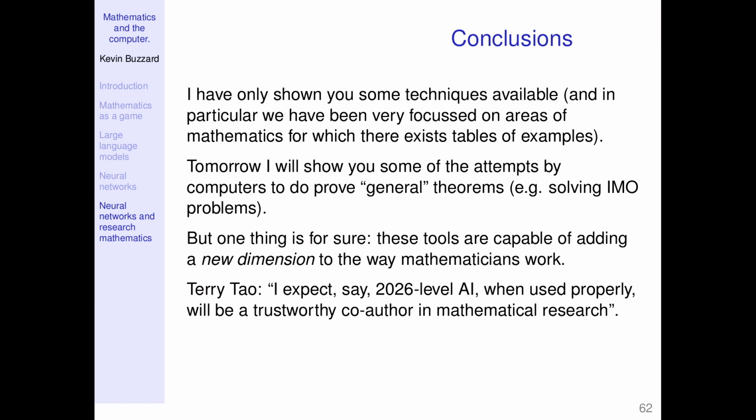And I'll finish with a quote by Terry Tao, which I think is very audacious, but he's a Fields medalist, so he expects maybe 2026 level AI, when used properly, will become a trustworthy co-author. So he's not saying they're going to overtake us, but they're going to become more and more useful in more and more areas of mathematics.